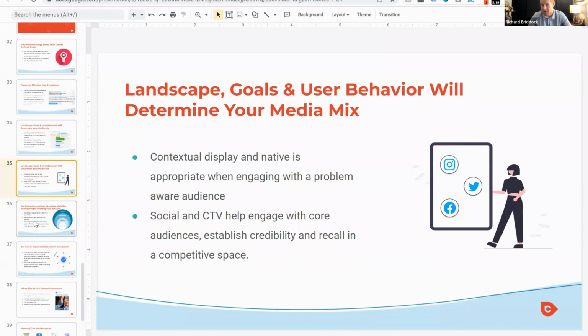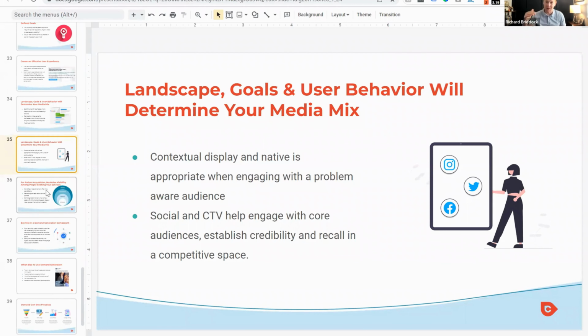And then from a pure prospecting point of view, social and Connected TV is great for engaging with core audiences. So you may have people who are not actively seeking out your services right now, but you have a demographic that you want to have constant, low-level awareness with all the time and establish credibility with, so that when they are seeking, and they will be at some point, they have brand recall, they remember you, and you're at the top of their list when they're considering which option to go for.